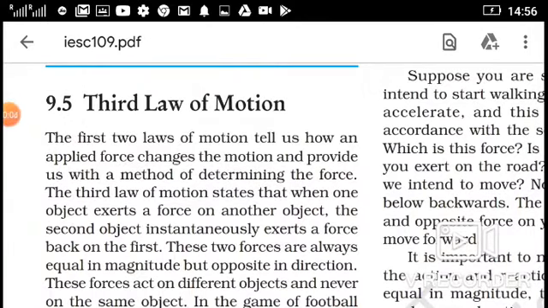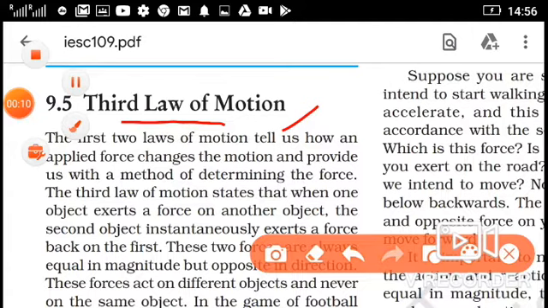Good morning, students. Today our topic is the third law of motion. Okay, Newton's third law of motion.